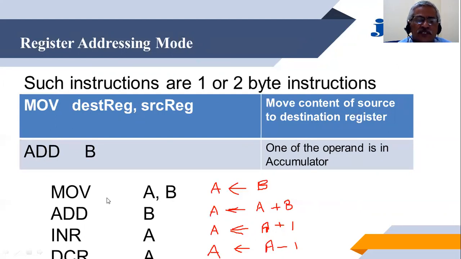The examples: MOV A, B transfers the contents of register B into register A. So A will now contain the value that was contained in B, and B also contains that value. ADD B: A contains the value of A plus B. Increment A: A will contain the incremented value of A. Decrement A: A will contain the decremented value of the register A.